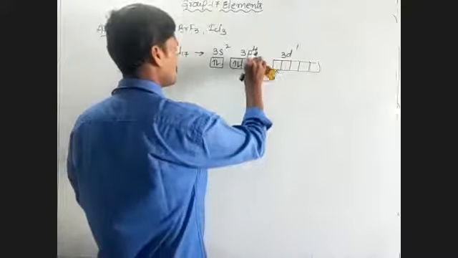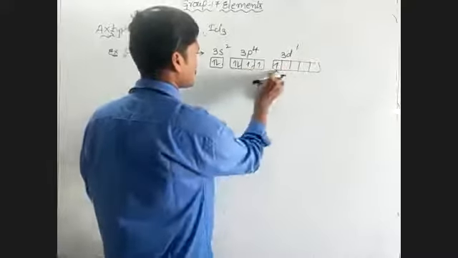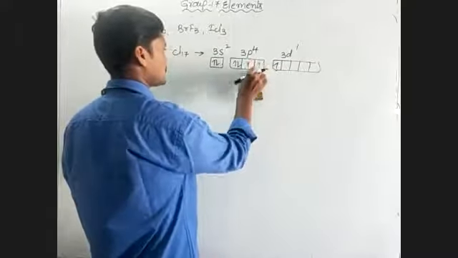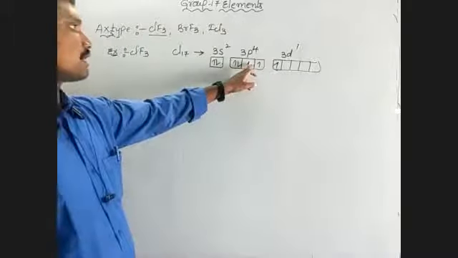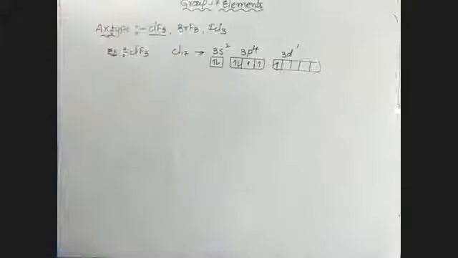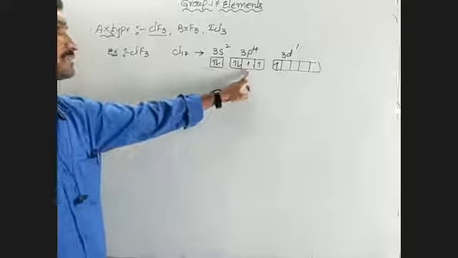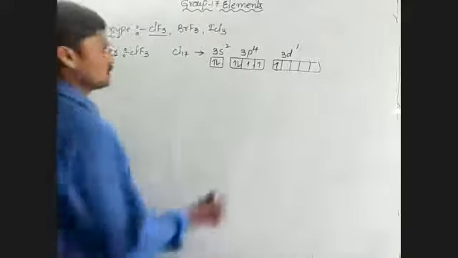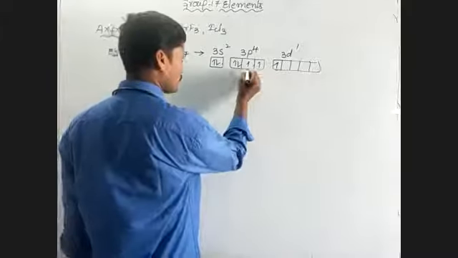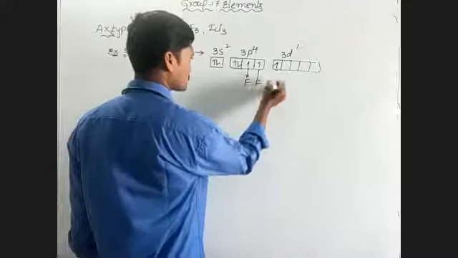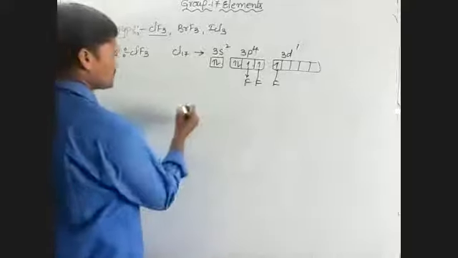That means this electron is going there. In this first excited state, 3 unpaired electrons are present: 1, 2, 3. Two lone pairs of electrons are present. So these 3 unpaired electrons from chlorine can form bonds with 3 fluorine atoms. The shape is like this.